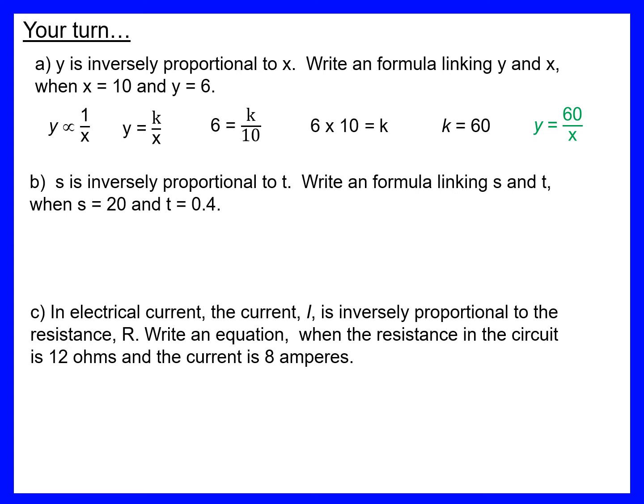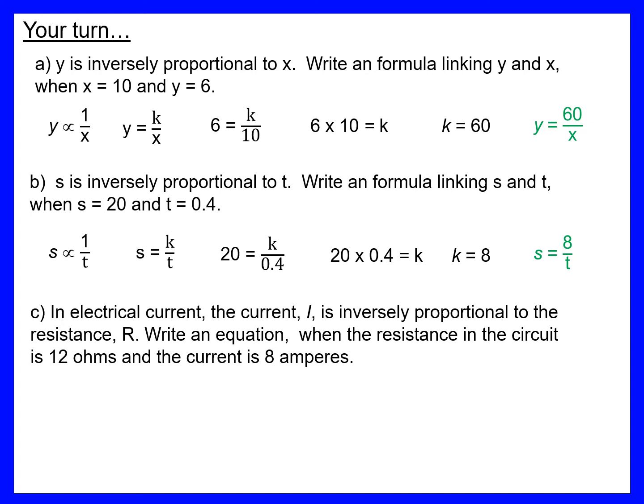The second one, s is inversely proportional to t. So remember, we start with the first letter, so we're going to start with s, proportional to 1 over t, that's showing our inverse. Change that to s equals k over t, substituting the values of s and t. We're going to multiply both sides by 0.4, and that will give us the value of k, which is 8, and we substitute it back into our formula. So s equals 8 over t.